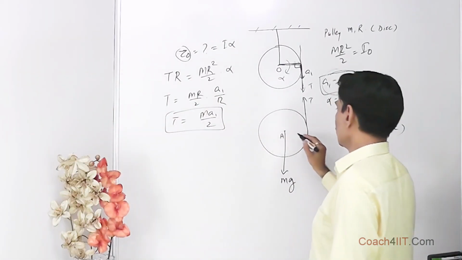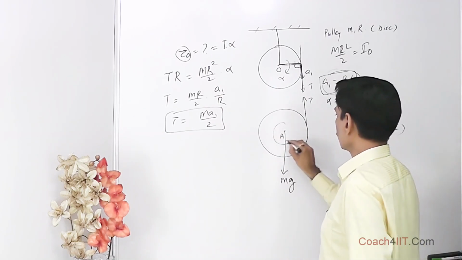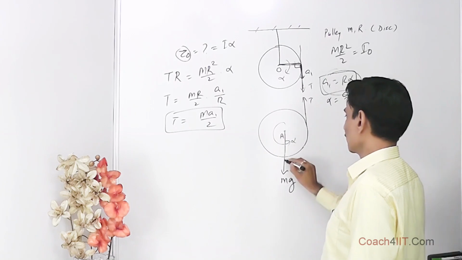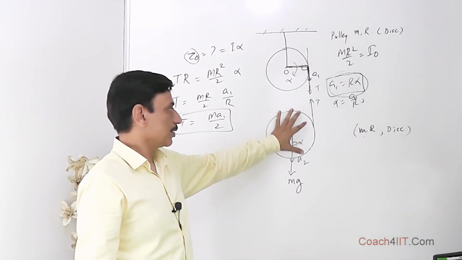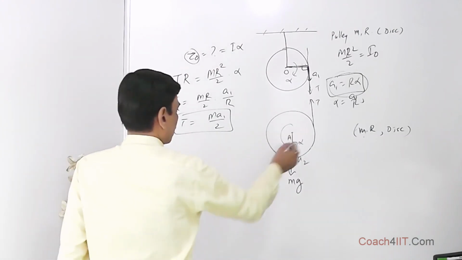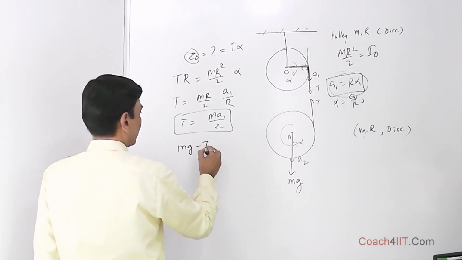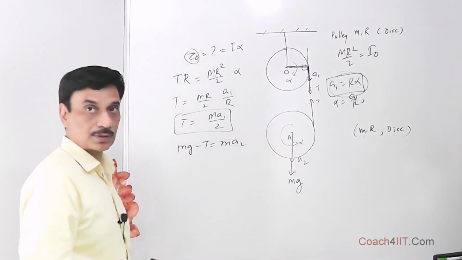So now if we talk about this disk, this shall be unwinding like this, that is alpha is going to be like this, and this shall also be moving down with some acceleration, that is the center of mass shall be moving down, let's say with the acceleration A2. So the linear mechanics equation is going to be, because this is going down, mg minus T is equal to m into A2. This is the equation.